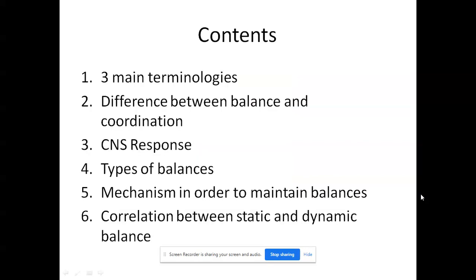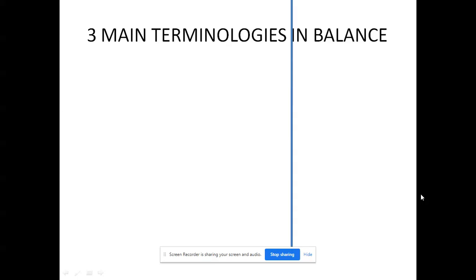Coming to the contents: three main terminologies of balance, the difference between balance and coordination, CNS responses towards balance, types of balance, mechanisms in order to maintain balance, and the correlation between static and dynamic balance.